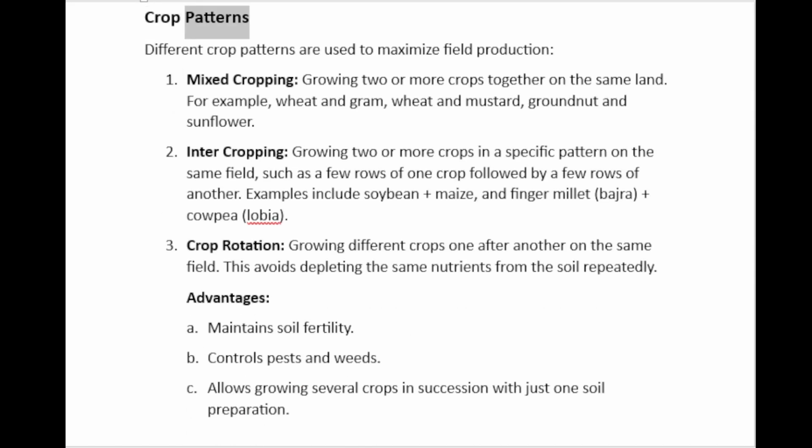Crop patterns. Different crop patterns are used to maximize field production. Mixed cropping, growing two or more crops together on the same land. For example, wheat and gram, wheat and mustard, groundnut and sunflower.